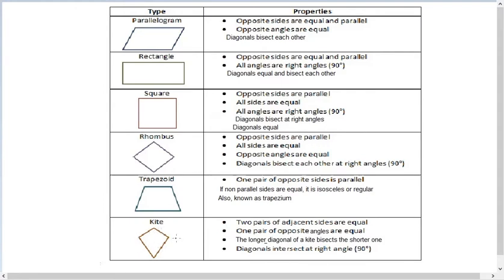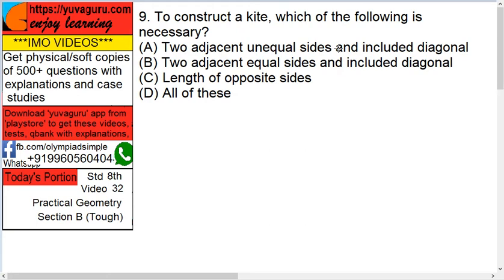Means this side is congruent to this side, and this is congruent to this, and the diagonals are perpendicular to each other, at right angle. One pair of opposite angles are equal. See, this angle and this angle are equal. The longer diagonal of a kite bisects the shorter diagonal, means this longer diagonal bisects the shorter diagonal. Okay, so remember these 4 points for a kite.